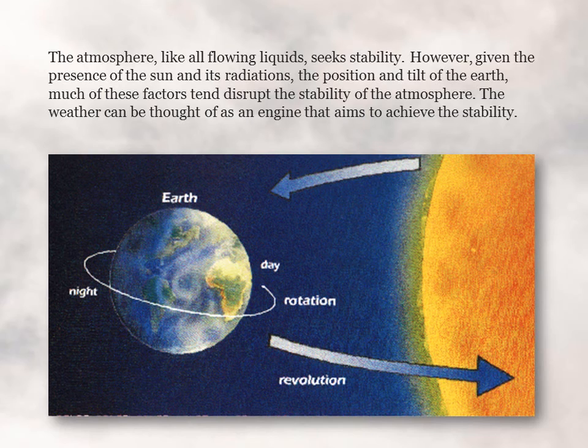The atmosphere, like all flowing liquids, seeks stability. However, given the presence of the sun and its radiations, the position and the tilt of the Earth, many of these factors tend to disrupt the stability of the atmosphere. The weather can be thought of as an engine that aims to achieve this stability. We shall be looking at each of these factors in more detail in the chapters to come.